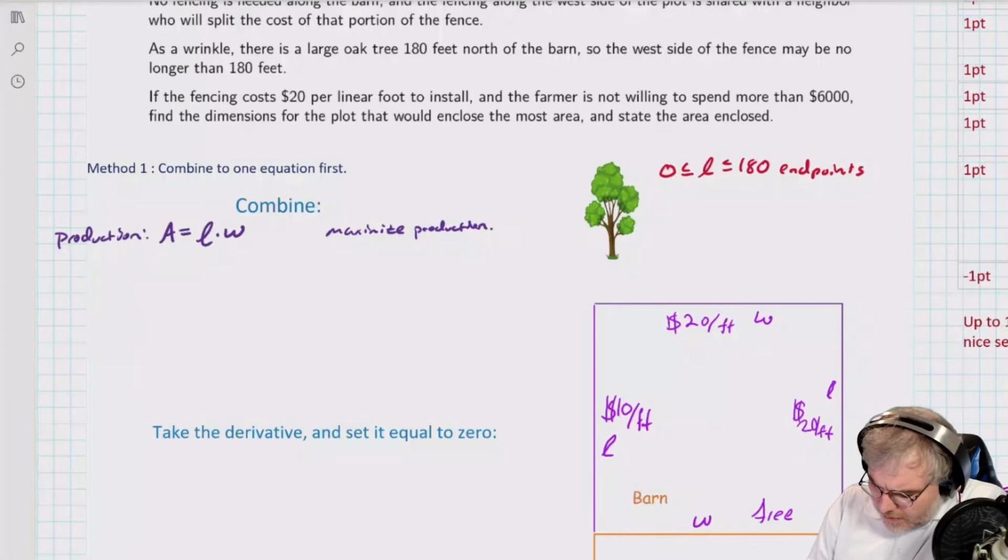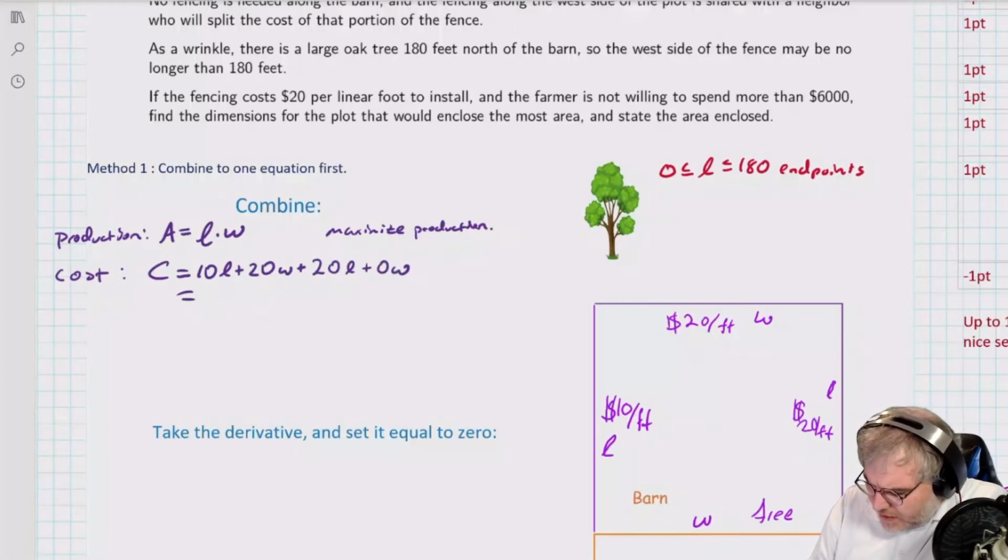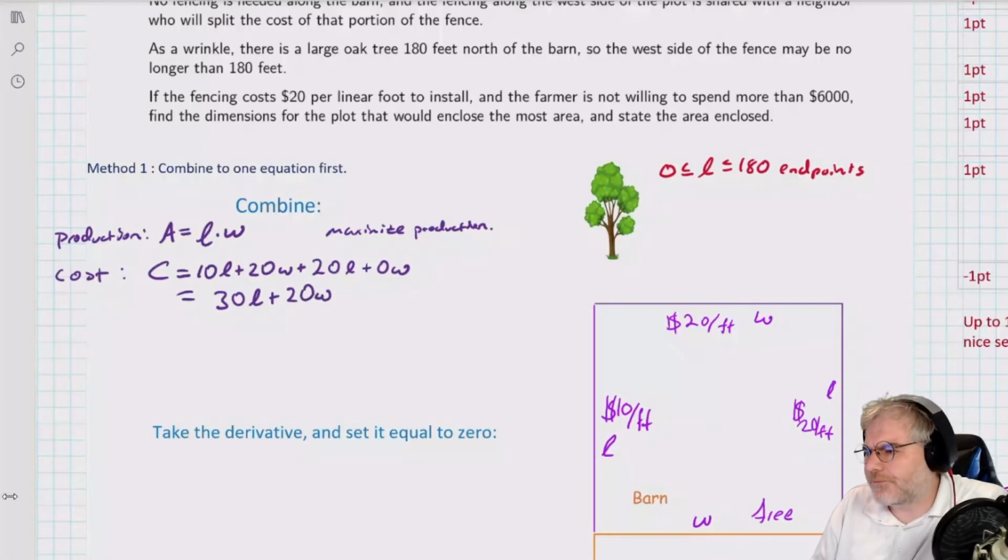And here is my cost function. In this case, it actually is money, not building material or whatever else. It's money. So I've got 10L plus 20W plus 20L plus 0W, which is going to give me a nice combined equation of 30L plus 20W. Okay. So 1 to 5, how do we feel about our setup there?